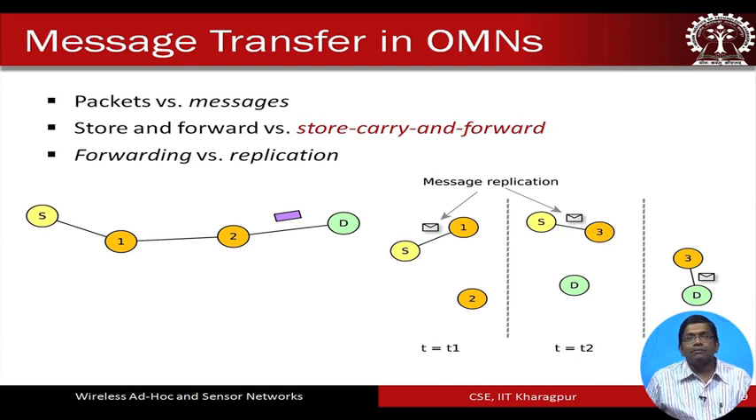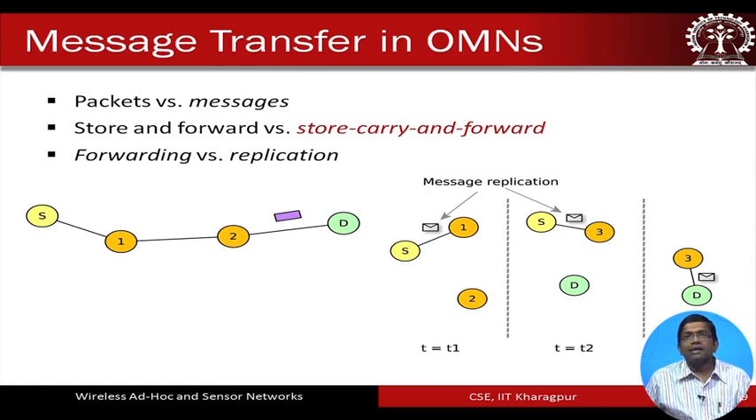But there is a difference in the way the messages are forwarded in these networks. On the left hand side, we see a packet being sent from the source to the destination, traversing the path S, 1, 2 and D. This is what would happen for unicast routing in the case of the internet. On the contrary, in the right hand side figure, the messages are not only forwarded, but they are replicated before forwarding.